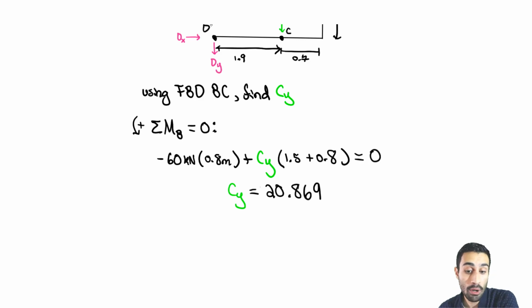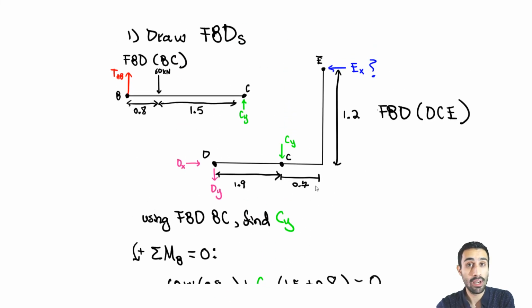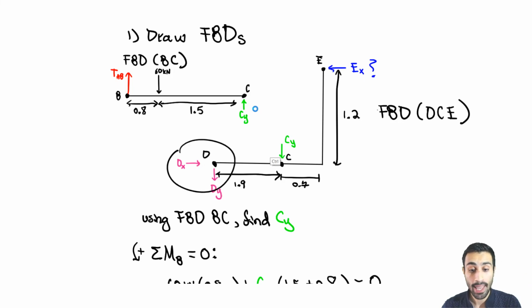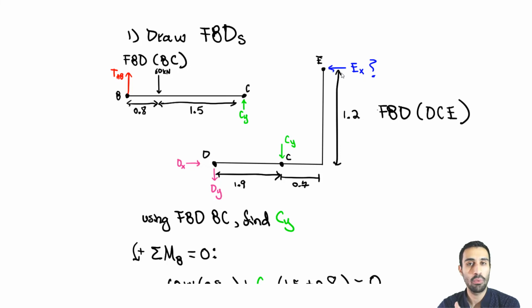20.869. So now that will be in units of kilonewtons. Everything in this case is force units of kilonewtons. Now we have CY. We're almost done. Now with that CY, we know it's going to be that value. We can move to this free body diagram and we can take the moment about D and solve for the reaction at E, the reaction that we want to find.